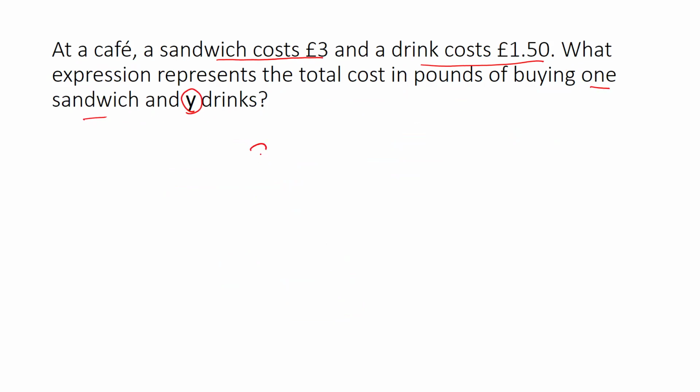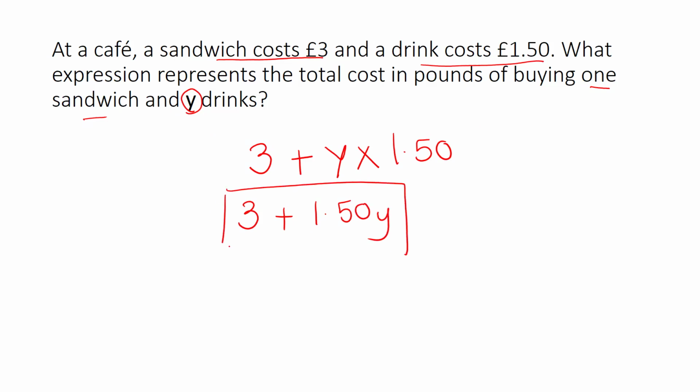So one sandwich, that's 3, plus how many drinks we want to buy? y number of drinks. So y times what is the price of a drink? £1.50. So if we tidy up this expression, it's going to be 3 plus 1.50y. One thing to point out: if you usually use lowercase in algebra, make sure you use lowercase for the letters. As you see, I just made a mistake when I changed from uppercase to lowercase. So please stick to one case throughout your solution.